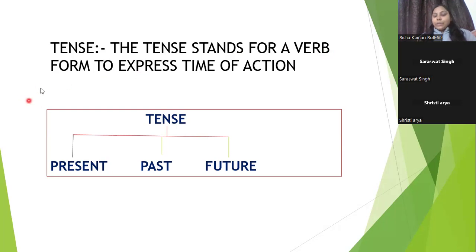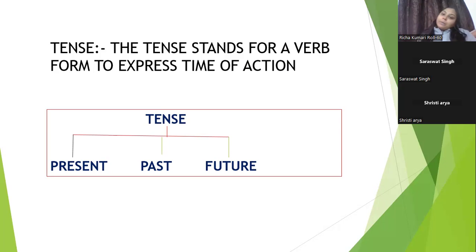Okay, fine. So in this topic, what are we going to cover? Tell me. Ma'am, the form of a verb. Form of verb. Okay, tense is all about the form of verb, which expresses the time of action. Now, what are the three times of action? Present, past, and future. Right.